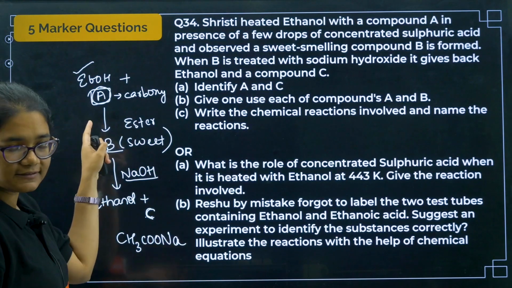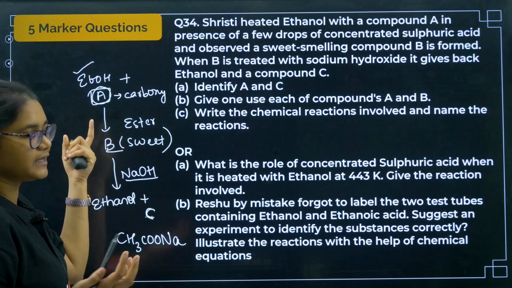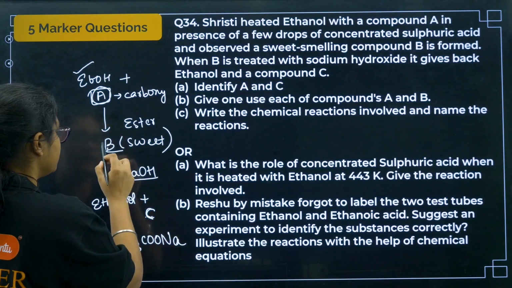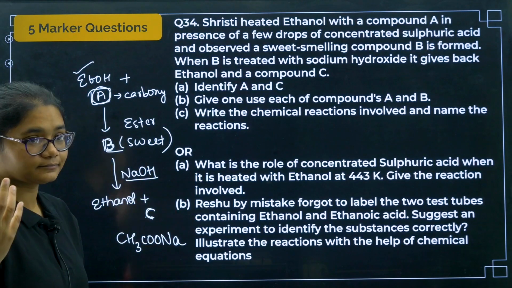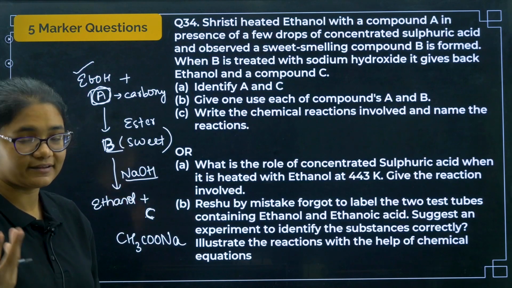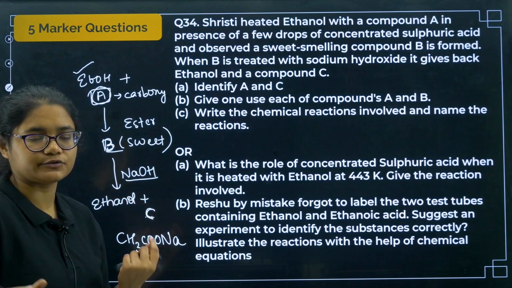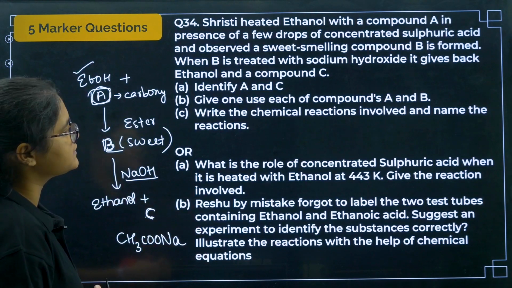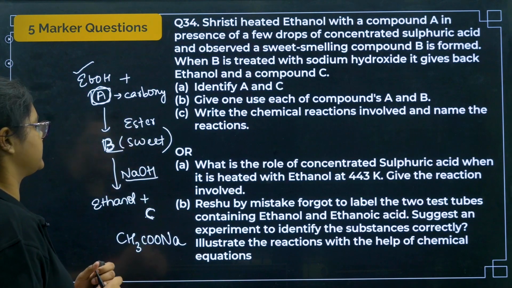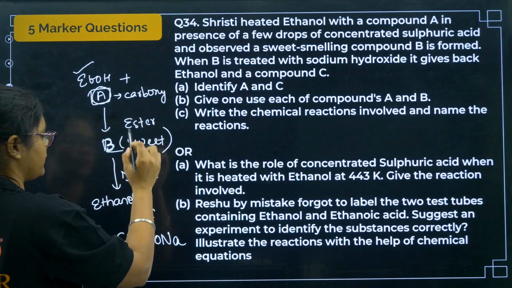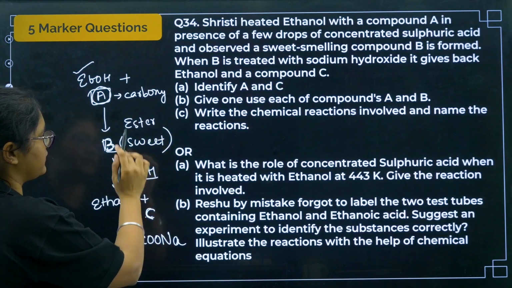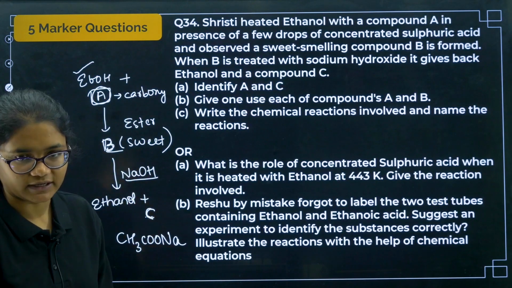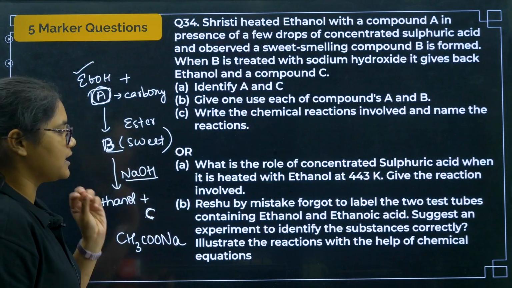A is again an acid, and suppose A is ethanoic acid, you can write its use, it is used in vinegar. And B, it is your ester, right. So you can write, it is used as a flavoring agent. Next, write the chemical reactions involved and name the reaction. Here is the chemical reaction involved you have to write, and this chemical reaction you have to write. This is known as esterification, this part is known as saponification. Okay. I will be showing you the answers as well.